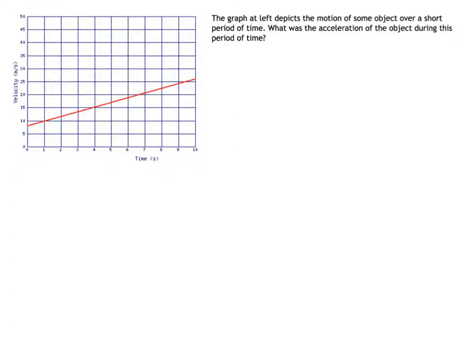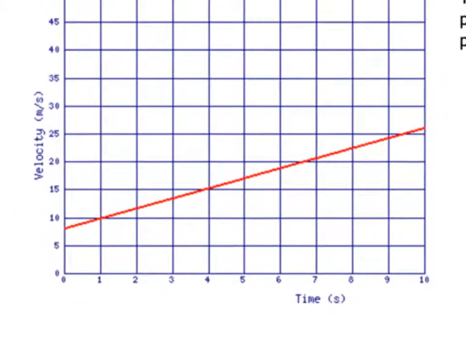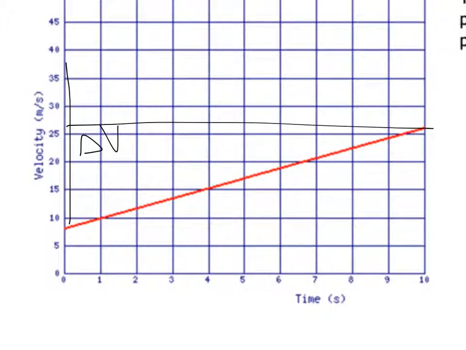As always, read the question first. So we need to know the slope of this graph in order to find the acceleration. Remember, if we think of slope as rise over run, then the rise is the change in velocity, and the run is the change in time. So you can see that the rise over the run is the acceleration.